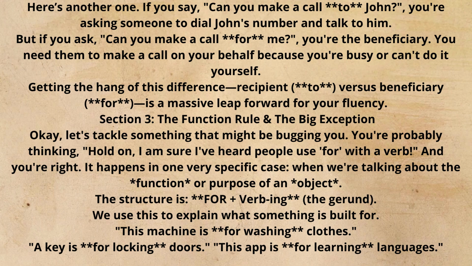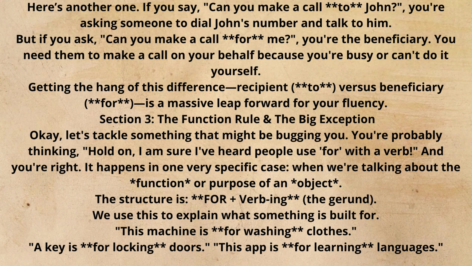Section 3. The function rule and the big exception. Okay, let's tackle something that might be bugging you. You're probably thinking, hold on, I am sure I've heard people use for with a verb. And you're right. It happens in one very specific case, when we're talking about the function or purpose of an object. The structure is for plus verb-ing, the gerund.